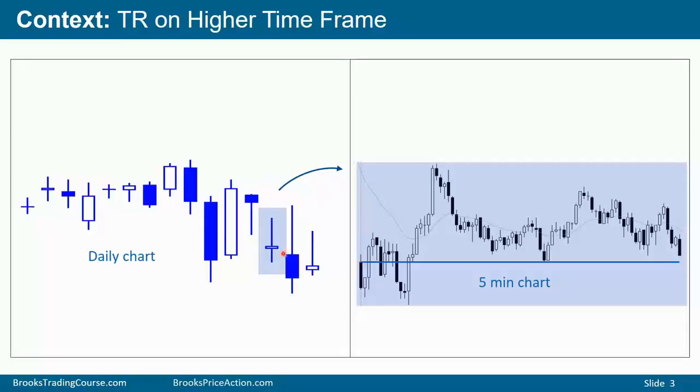This is the start of today, and this is today. This is a daily chart, and this is what the day looked like on the 5-minute chart. I think it's very helpful when you're trading the 5-minute chart to look at the daily chart and see what the market has done over the prior days.